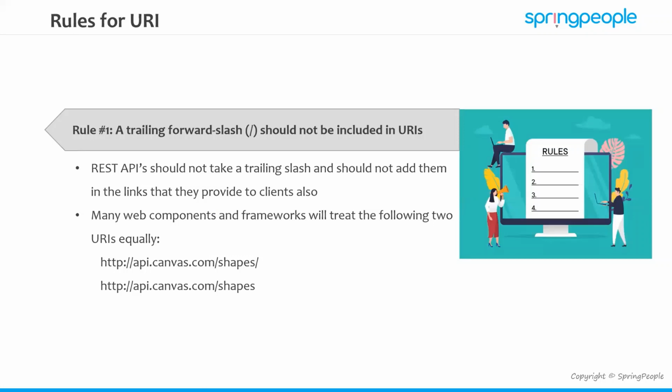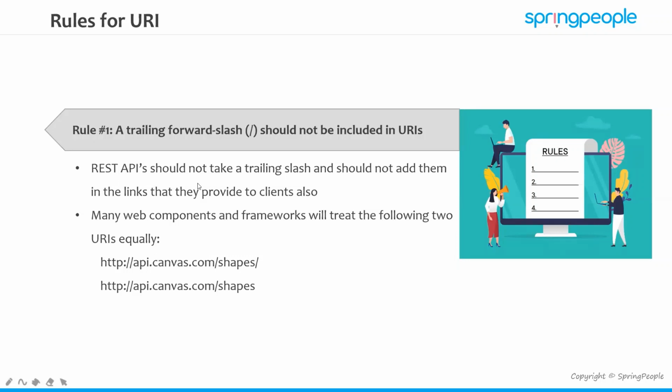Rules for URI. Rule number 1: a trailing forward slash should not be included in a URI. So, let's say api.canvas.com is correct. Instead of this, if we have api.canvas.com/ with a trailing slash, it would be a wrong URI. So here the URI api.canvas.com is the correct one.